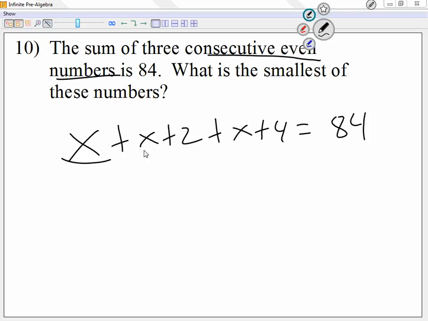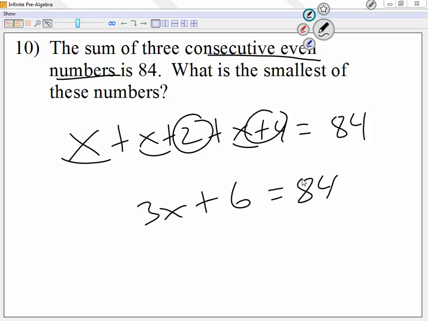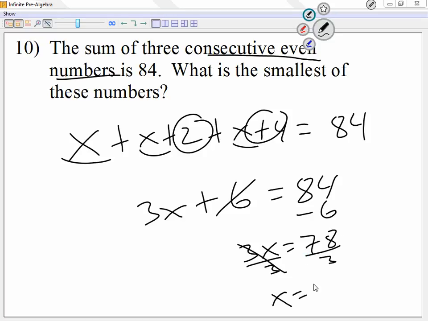Let me simplify this. We have 3 x's, so let me call that 3x. And then 2 plus 4, let me simplify that as 6. So 3x plus 6 equals 84. I know 84 minus 6 is 78. Divide by 3. 78 divided by 3 is 26. The question is, what is the smallest of these numbers? So we're good with 26.